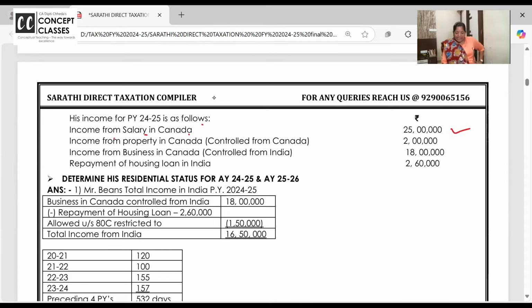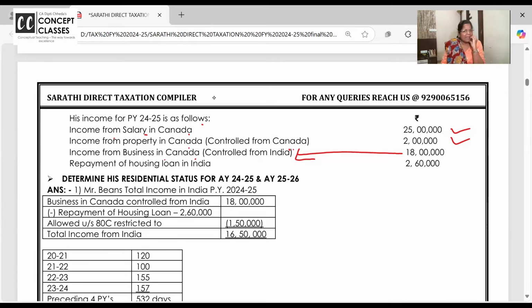Now, income from property in Canada. Some rental income from property in Canada. No problem. This is abroad income. Income from business in Canada. But it is controlled from India. Control and management means head and brains. You are earning 18 lakh rupees from India, right?